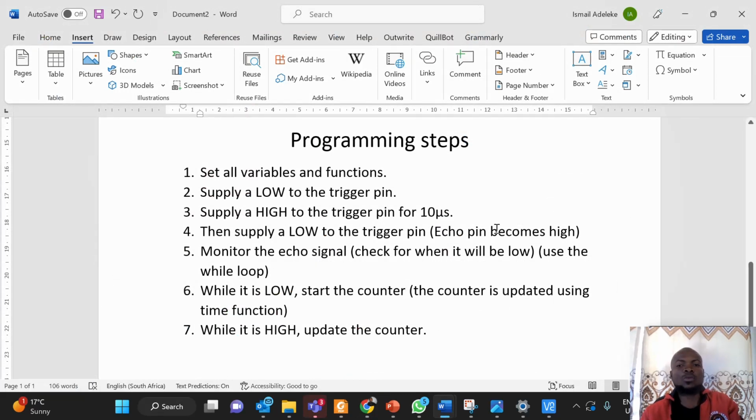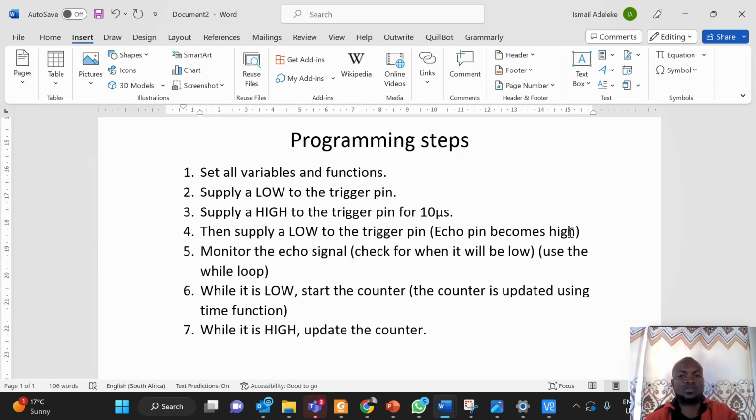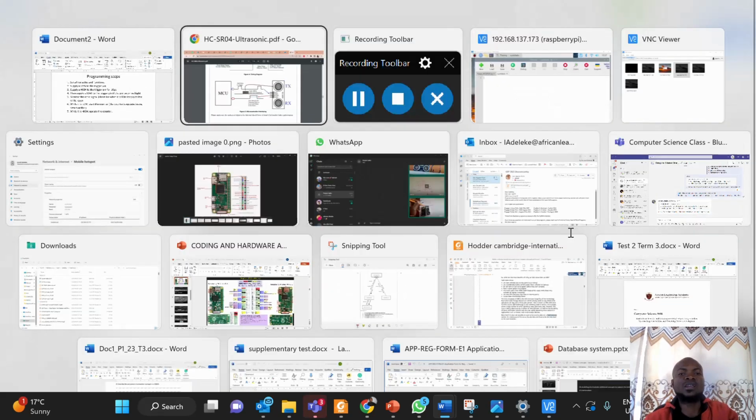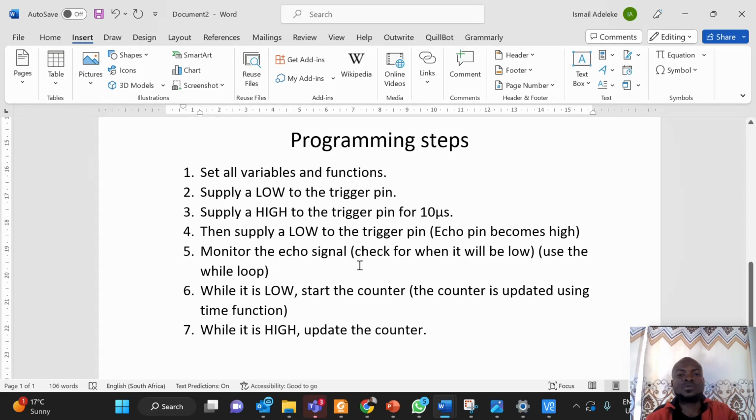When you set it low, the echo pin becomes high. The echo pin will only come back low when the echo signal is returned. When the sound wave has hit an obstacle and the signal is returned, then the echo pin becomes low. So in as much as the echo pin is high, the next thing is I will write my code to monitor the echo pin to check when it will be low. So I need to use the while loop so that as much as the pin is high, it will stay in that loop. It will only leave that loop when the echo pin is low.